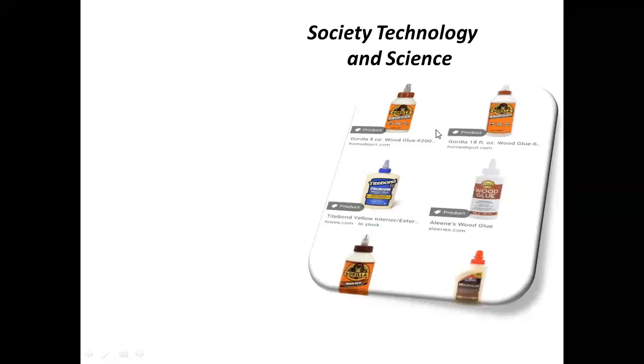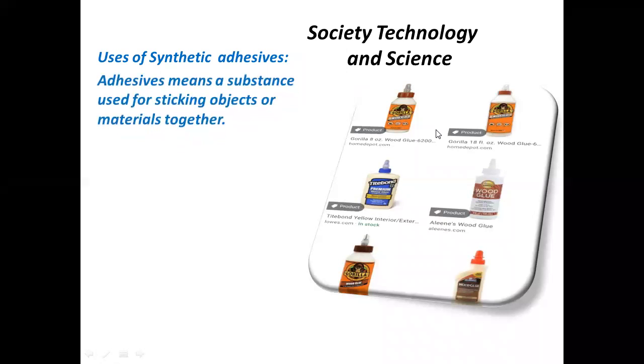Next is society, technology, and science, which is the last topic of this chapter. Uses of adhesives, or synthetic. Synthetic means which we artificially make in industries, so they are called synthetic. What are adhesives? Adhesive means a substance used for sticking objects or materials together.